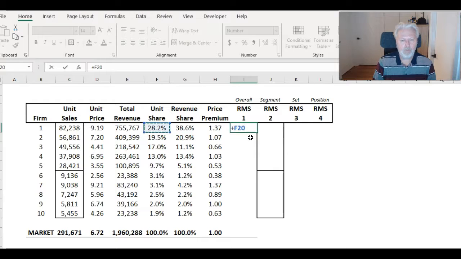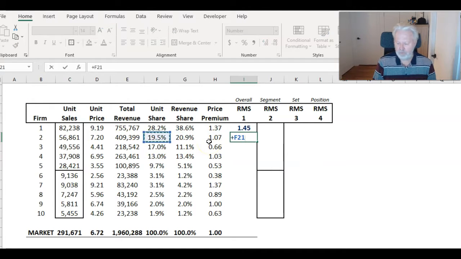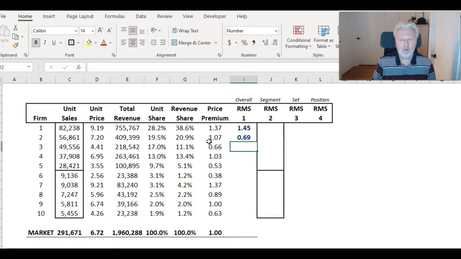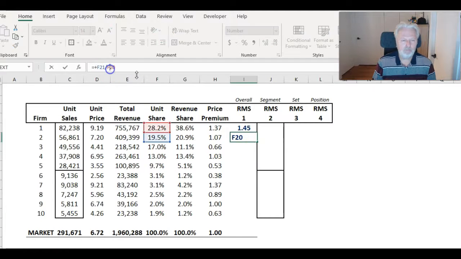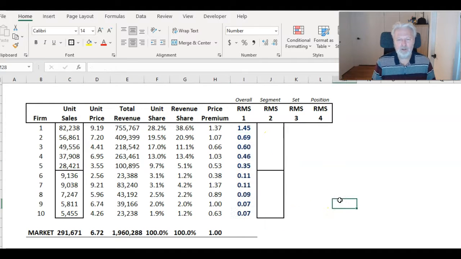Okay, to calculate relative market share the traditional way, the first way is relative to the market leader. Now, firm 1 is the market leader, so they need to compare themselves against the second player in the market. Everybody else, from firm 2 downwards, they compare themselves to the market leader. Okay, I'm just going to put a $ sign in that formula and then copy that down. And that gives us the relative market shares for everybody.